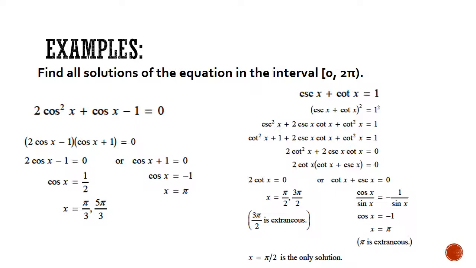I probably wouldn't give you one this tricky. This is a really tricky one, and you have to kind of pull a fast one in order to solve it, but you see there are the final solutions. You do need to check for extraneous solutions, because whenever you square it, that can cause some extraneous solutions to be thrown in there. If you put 3 pi over 2 into the original solution, it will not work.